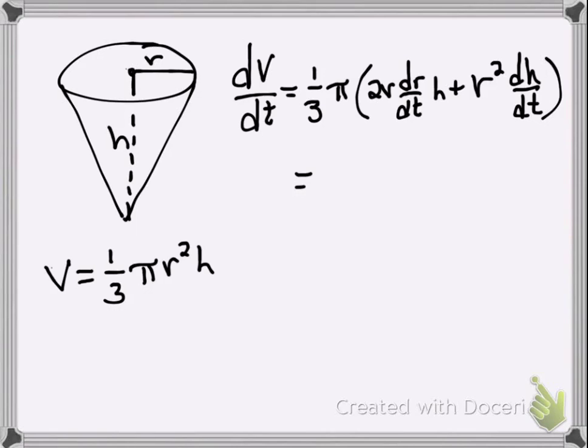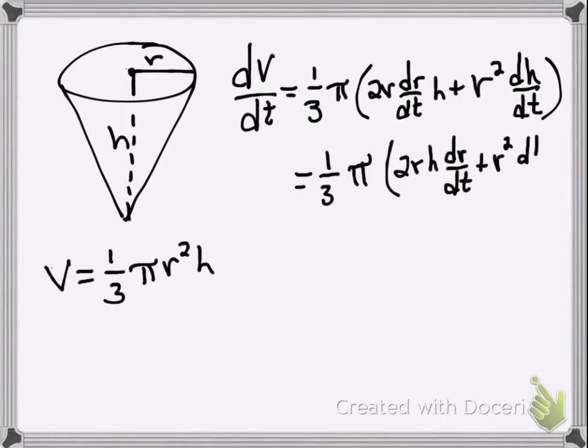And so we might simplify this a bit. 1/3 pi, change that pi there, make it look a little prettier. And then this is going to be multiplied by 2rh times dr/dt plus r squared times dh/dt.